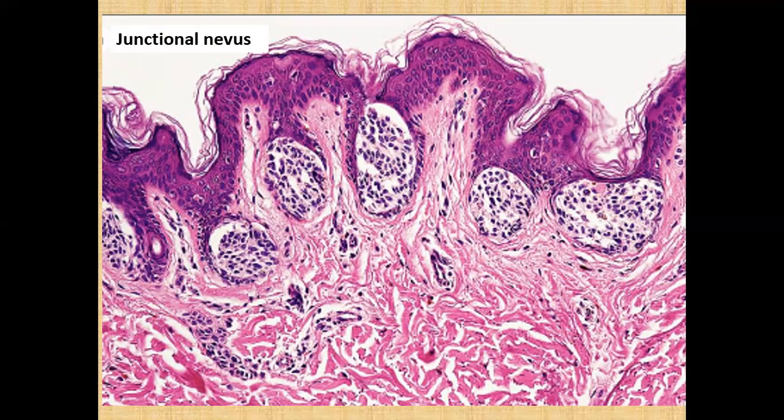The junctional nevus is characterized by nested proliferation of benign looking melanocytes at the dermoepidermal junction at the rete ridges. So these junctional nevi show structural and architectural uniformity in between these nests.